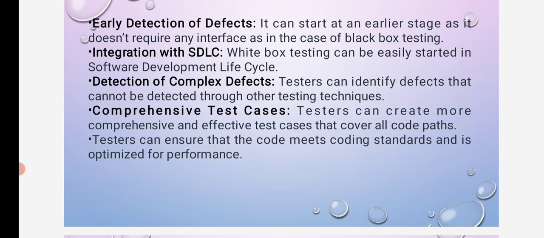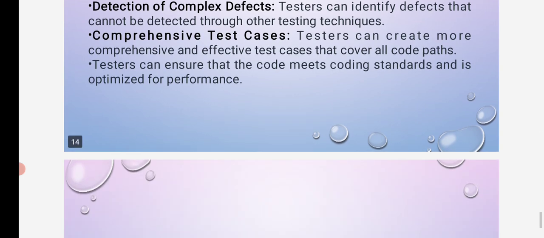Detection of complex defects. The tester can identify defects that cannot be detected through other testing techniques. Then comprehensive test cases. Testers can create more comprehensive and effective test cases that cover all code paths. That is, the tester can ensure that the code meets coding standards and is optimized for performance.